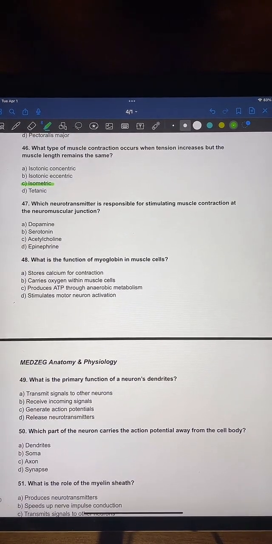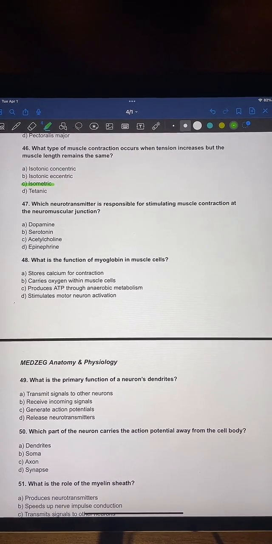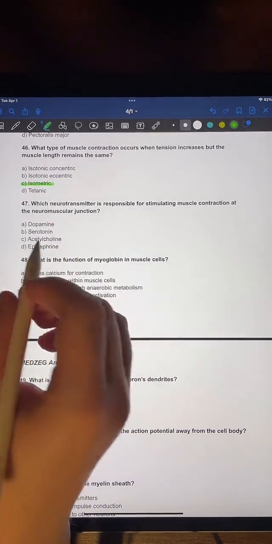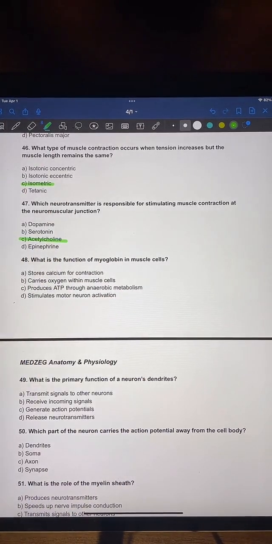Number 47, which neurotransmitter is responsible for stimulating muscle contraction at the neuromuscular junction? Awesome, guys. It is acetylcholine. Acetylcholine is what is released at the synapse, and it binds to the receptors on the muscle fibers. Basically, it allows sodium to enter the muscle fiber, and it allows the sarcoplasmic reticulum to release calcium, which we talked about earlier, to bind to troponin.